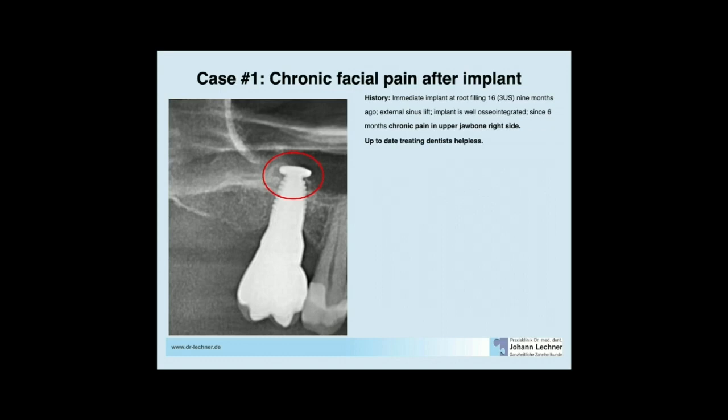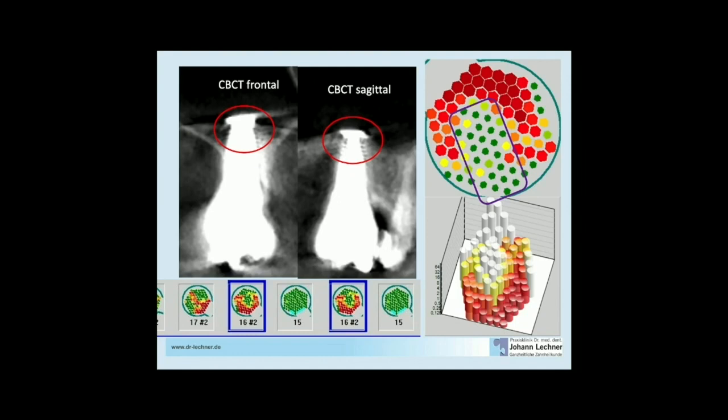Of course, the patient has pain, so we make a CBCT. Here is this CBCT, the frontal cut, and here the sagittal cut. Is the CBCT able to display any problems? Can you interpret this CBCT properly? Of course not, because we know we have these deviations of the X-ray beams here.